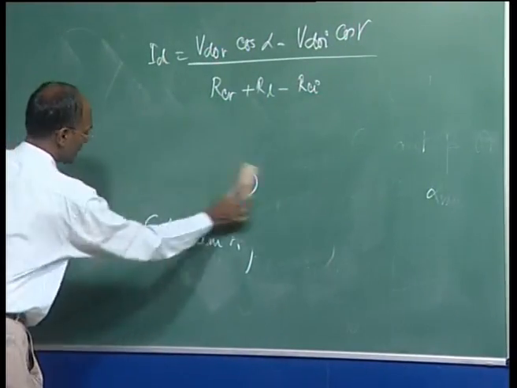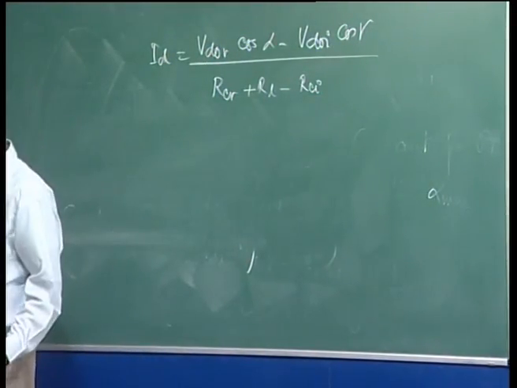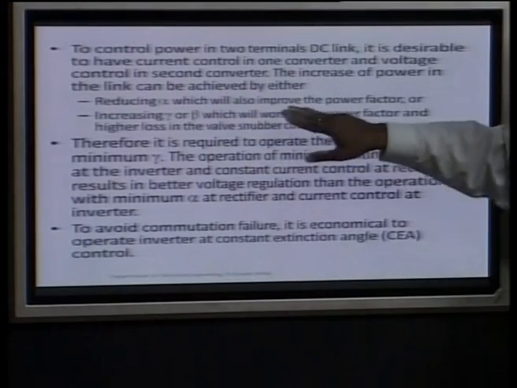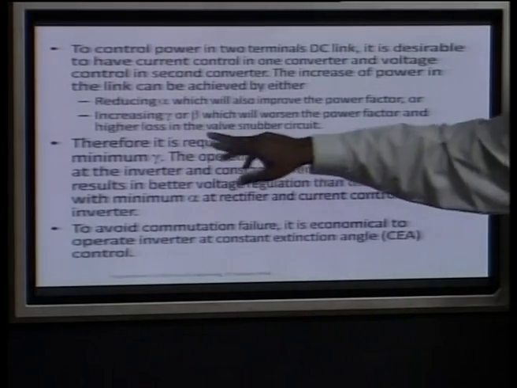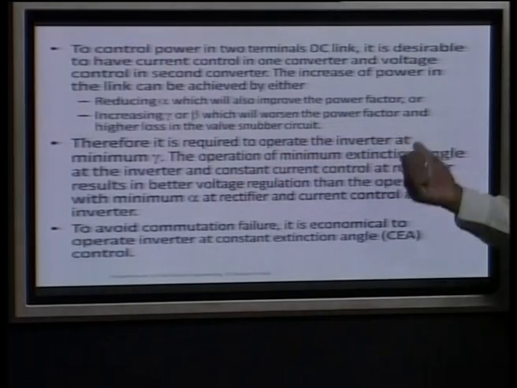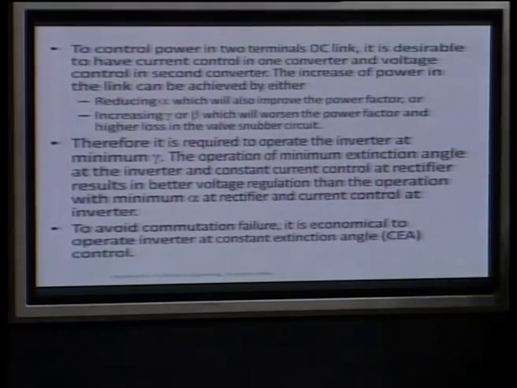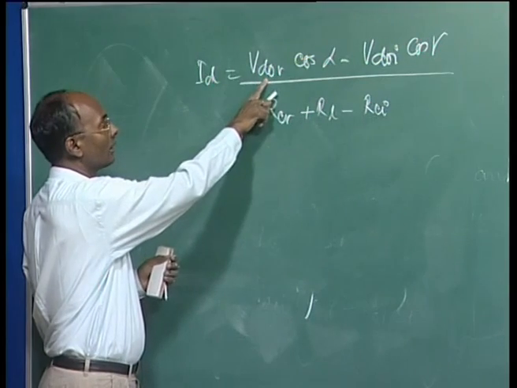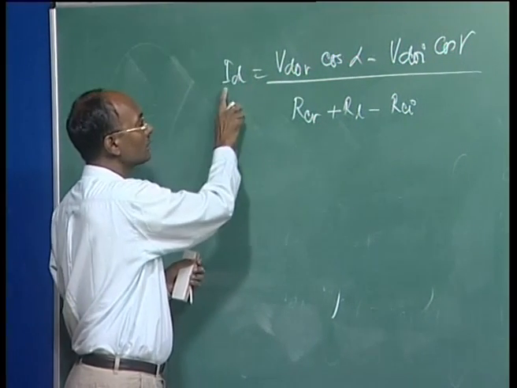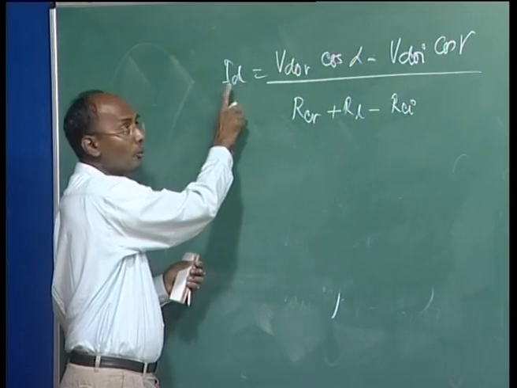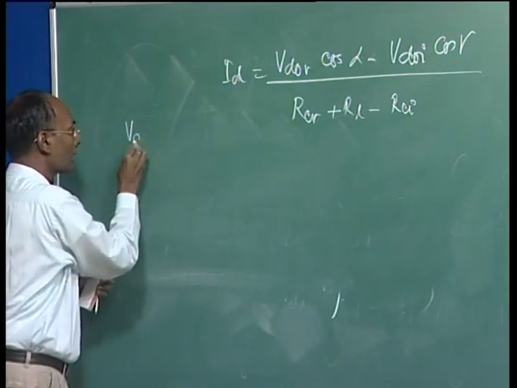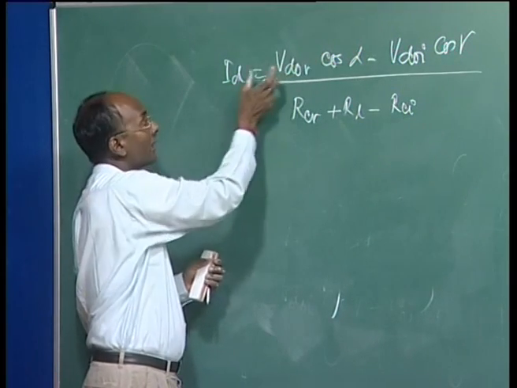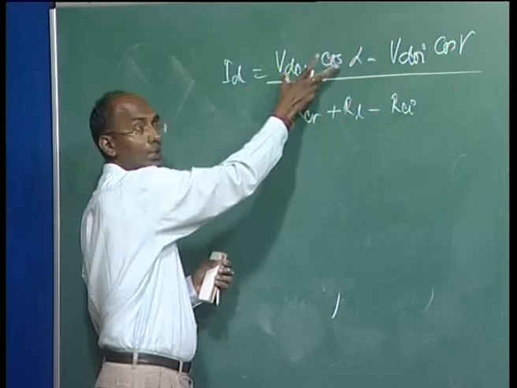Now from this equation you can see, as I have already written, increasing the power in the link can be achieved by reducing alpha, which also improves the power factor, and by increasing beta or gamma, which will worsen the power factor and cause higher loss in the valve. Now you can see from here, this is a constant. Now we want to control the VD here. This is your VD basically. We are maintaining the current, and this is the VD which is varying.